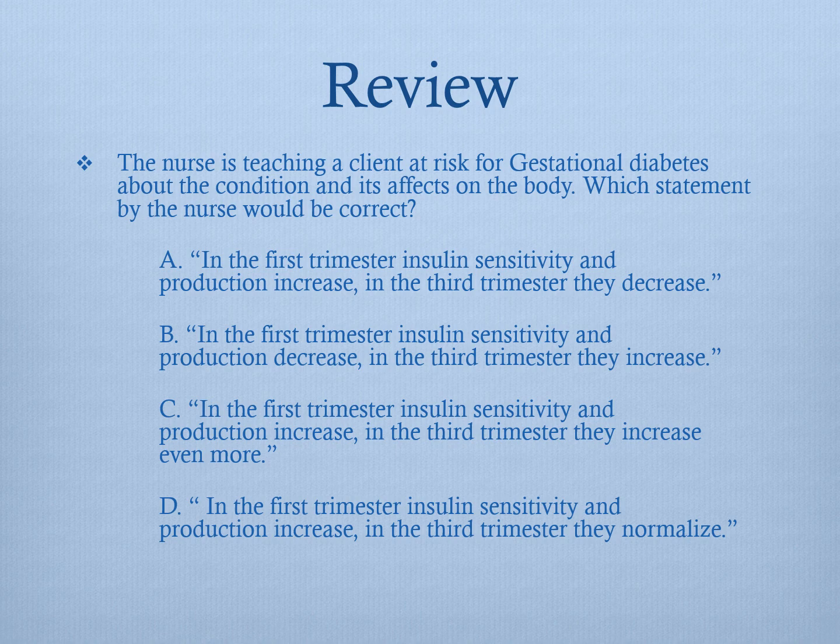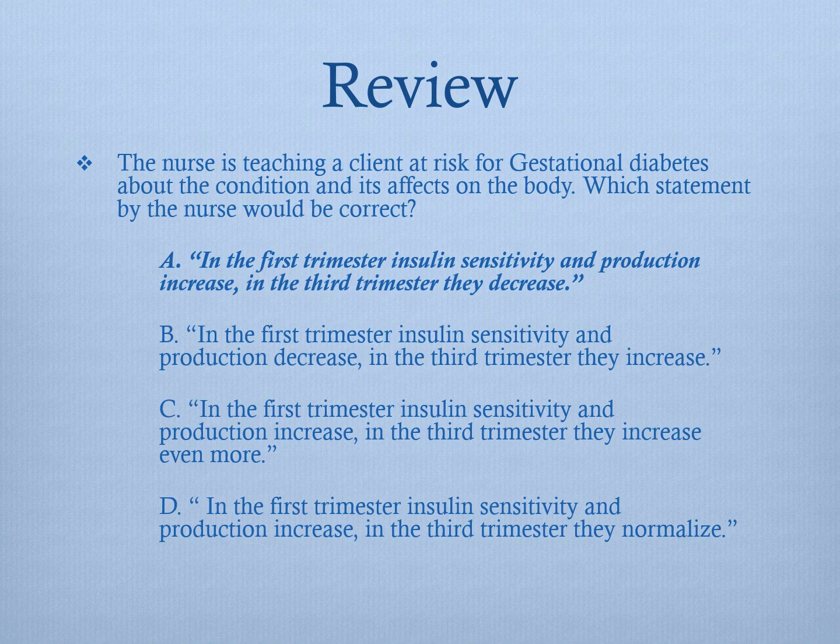Let's review and see what you've learned. The nurse is teaching a client at risk for gestational diabetes about the condition and its effects on the body. Which statement by the nurse would be correct? A. In the first trimester, insulin sensitivity and production increase, and the third trimester they decrease. B. In the first trimester, insulin sensitivity and production decrease, in the third trimester they increase. C. In the first trimester, insulin sensitivity and production increase, in the third trimester they increase even more. Or D. In the first trimester, insulin sensitivity and production increase, in the third trimester they normalize.